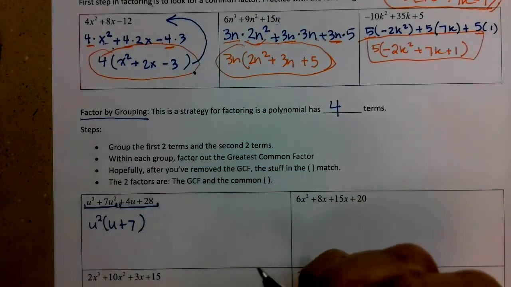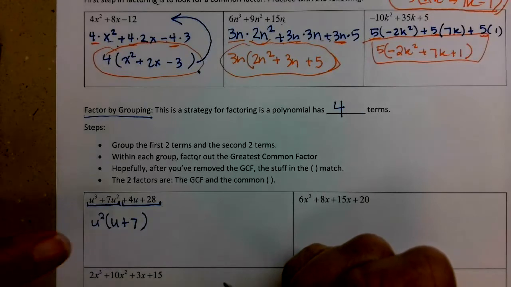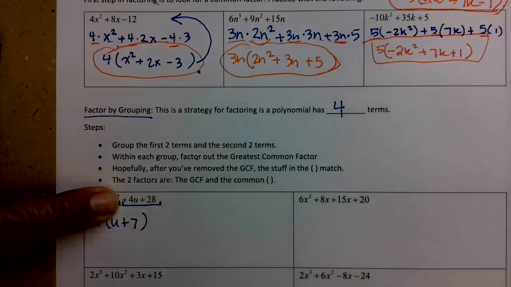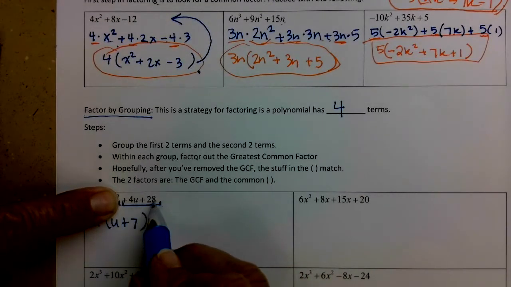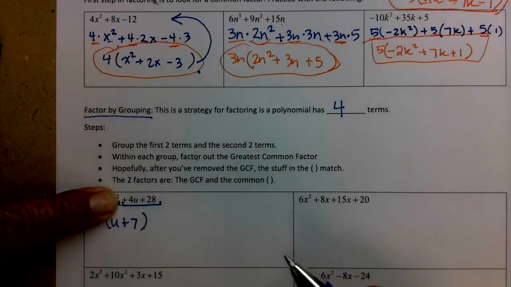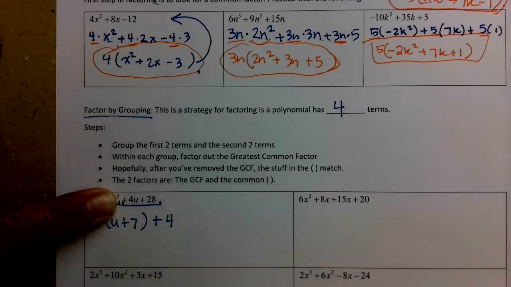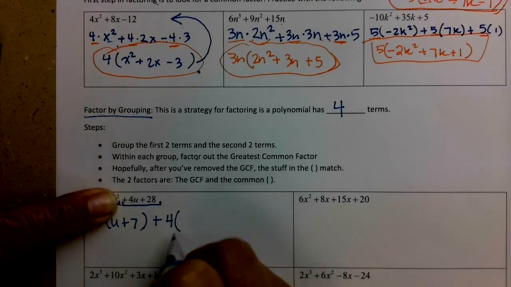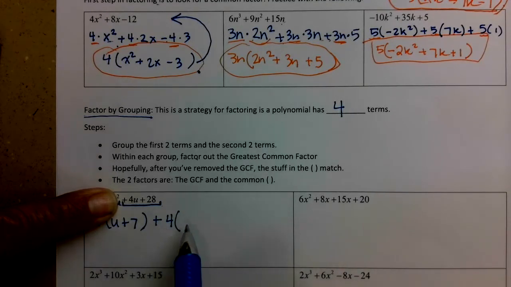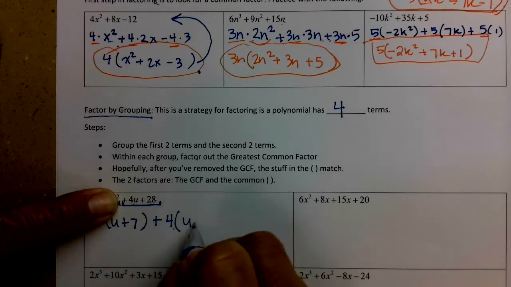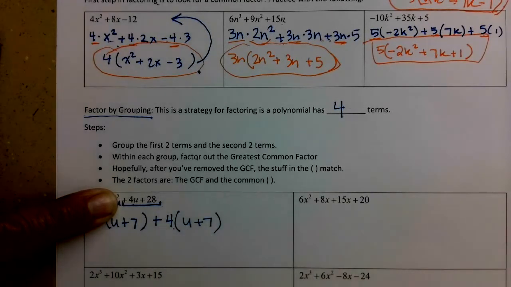So now I'm going to do this. Now I'm done with that for a second. So now I'm going to look at the second group. So I have positive 4u plus 28. So I want to look at the greatest common factor there. So what goes into 4u and what goes into 28? That would be a 4. So I'm going to factor out a 4. And I'm going to factor it out positive. Let's see, it looks like I have an example where we factor out a negative in just a second. So factor out the 4 and what gets left? 4 times what to get 4u? Well, that'll be a u. 4 times what to get 28? That'll be a 7.